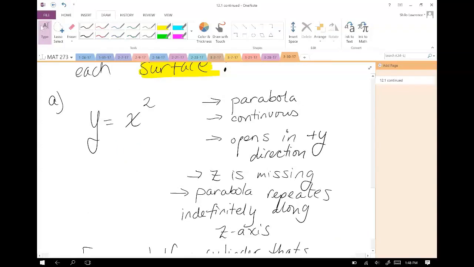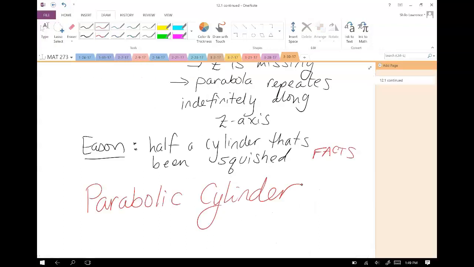The fact that there's a variable missing is what makes this a cylinder. And then the generating curve we said was called what? What two-dimensional graph were we going to draw to help us make this? A parabola. So we're going to come up with some fancy term that puts those together. And it's called a parabolic cylinder. This thing is called a parabolic cylinder. It is a cylinder that is generated out of a parabola. So we've identified the surface. That was one of the things we were asked to do in the instructions, identify the surface.